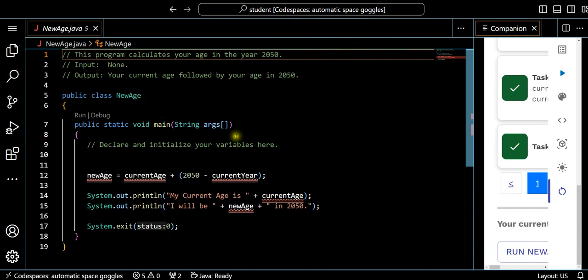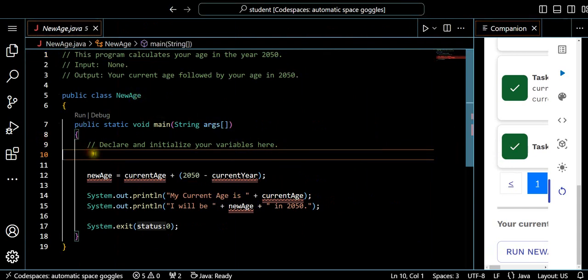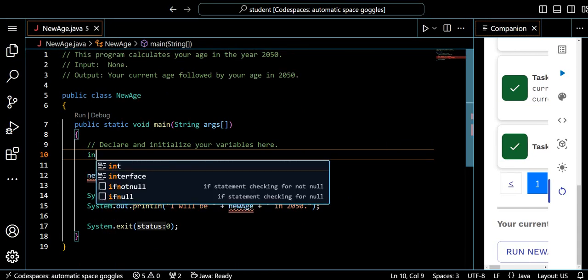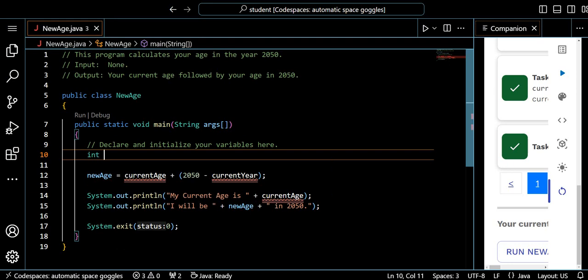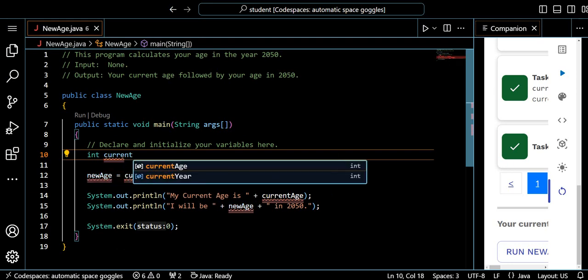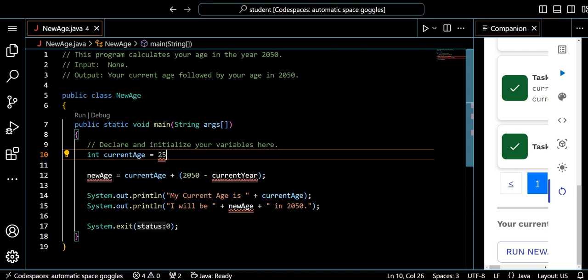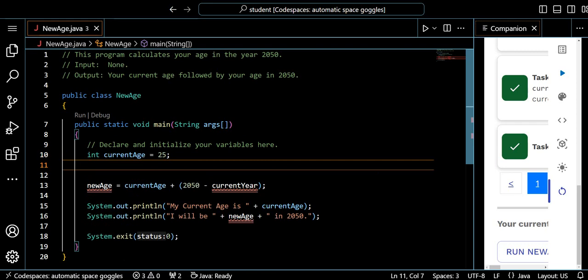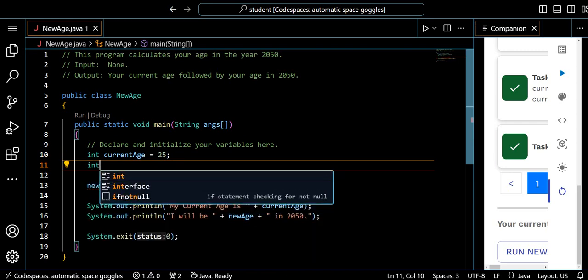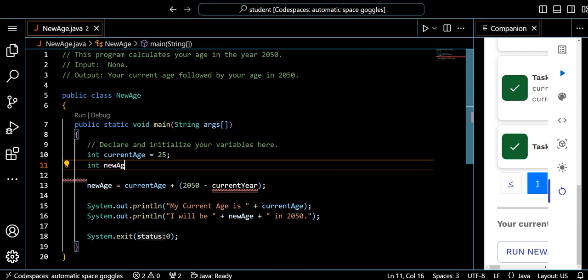So, here we go. First thing, declare a variable in Java. So we'll start with, it's going to be an integer, and the name of the variable is going to be currentAge. You notice we use camel casing. And then initialize it to 25. That's what we're going to use. You can use your age, doesn't matter. Next variable is going to be integer. It's going to be called newAge. Camel case that, and we can't initialize that yet.